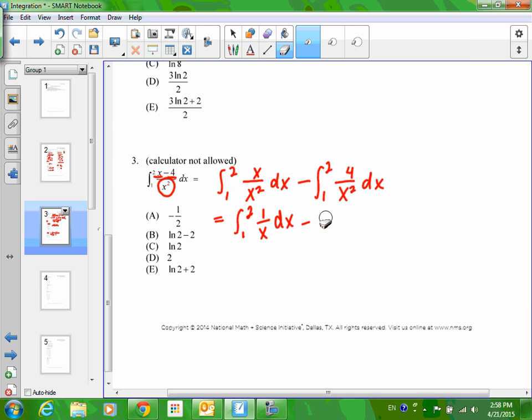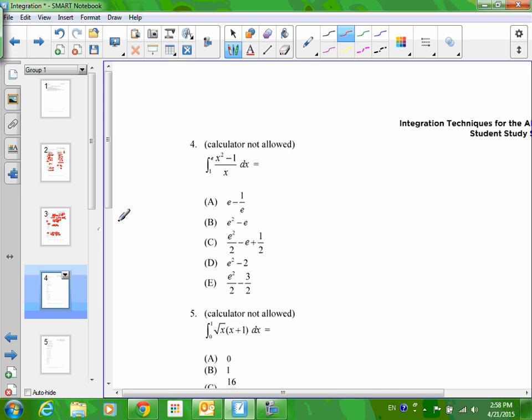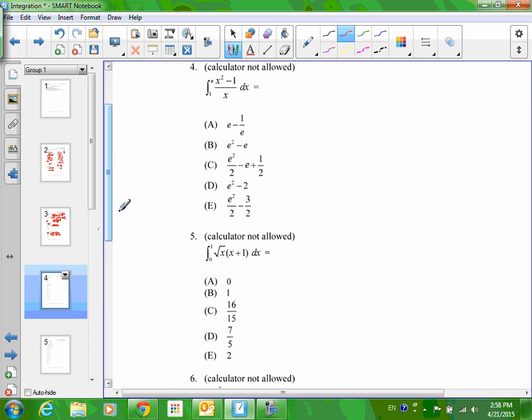Okay, look at this next one. Sorry, erase that. I'm going to pull the 4 out to the front. And what is the power on x here? -2. You don't even need to do substitution on this once you use the algebra to change the way it looks. Don't forget about your algebra, so I'm going to leave you to finish that one. Okay, next page. That is going to help you on number 4 as well.